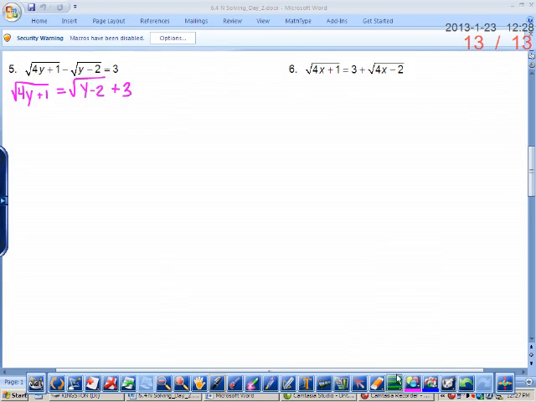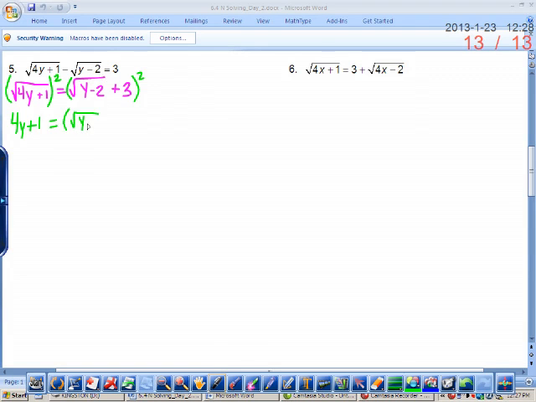Okay, now from here you are going to square both sides, and you've got to pay really close attention to what you're doing. Okay, well, the left side's easy. When we square the square root of 4y plus 1, what do we get? Good. The right side, however, you have two things being added. So what are you going to have to do? You're going to have to double distribute.